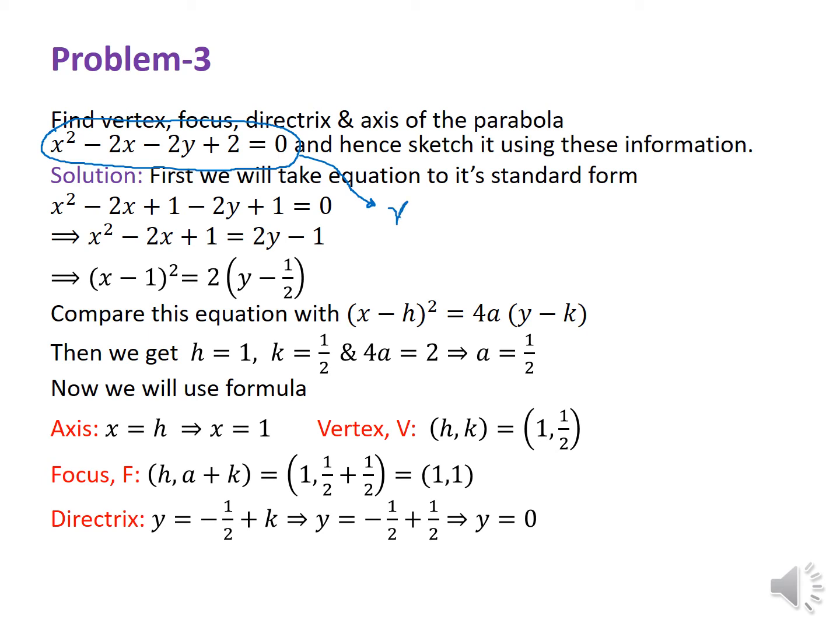We have x square minus 2x, minus 2y. To complete the square we need what? Plus 1, and we have again minus 2y, and since we have 2 here, we can take another 1.